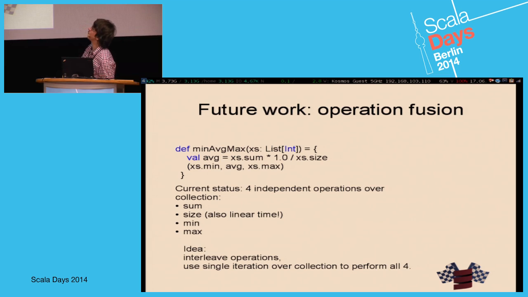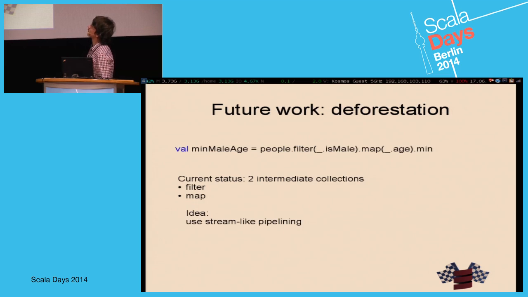We're researching this problem. The second improvement that we can potentially bring is deforestation. Imagine you have several operations on collections, and these operations create intermediate collections on their own. For example, you have a collection of people, and you want to filter who of those people is male, and then get the minimal age of the males. So you first map over those people, and then you compute min.